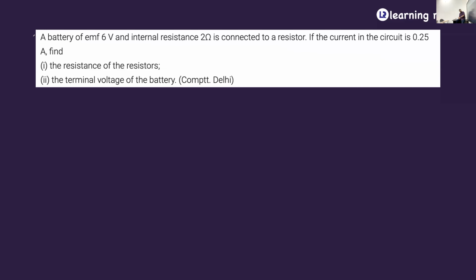What is the terminal voltage? Terminal voltage is 6 minus... V is equal to 2 into 0.25. 2 into 1 by 4, half. Half is 0.5. So 6 minus 0.5 is the answer. V is equal to E minus Ir. E is 6, I is 1 by 4, r is 2. 6 minus 0.5 is 5.5. Okay. Next.